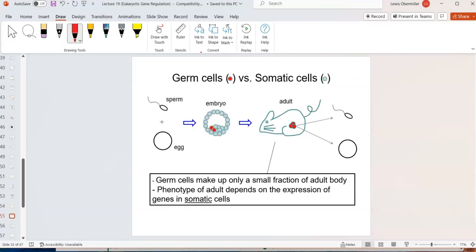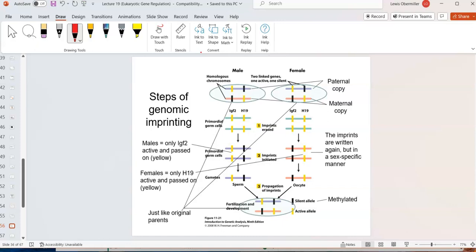All right, this slide is just showing you that there are certain cells that produce gametes, and then in the gametes, there's certain cells that become sex cells. So this is where it occurs. It's only in gametes, right? It's not in all the other cells. All right, so this is how genomic imprinting works.